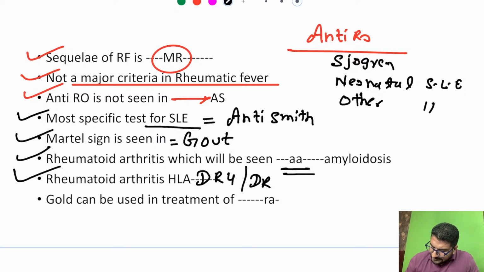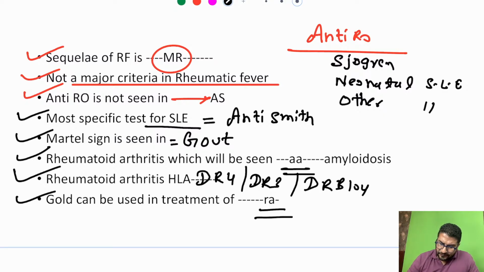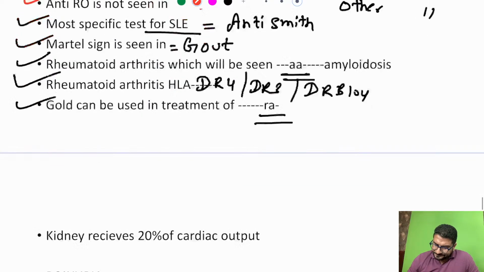HLA-DR4, HLA-DR3, HLA-DRB1*04, याद रखना. HLA-B27 यानी होता. गोल्ड को पहले यूज़ करते थे, अभी नहीं करते. Gold was used before in the treatment of RA.